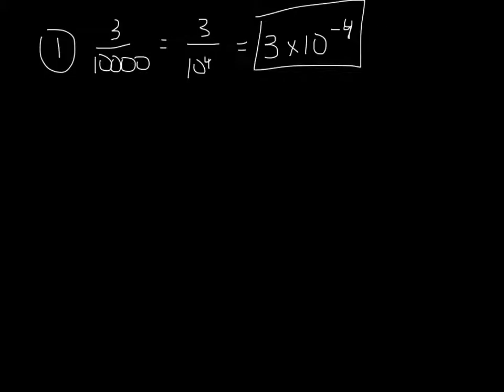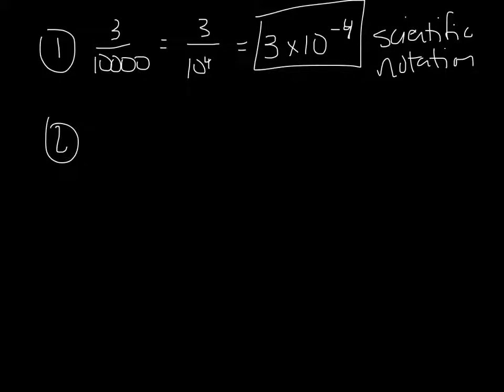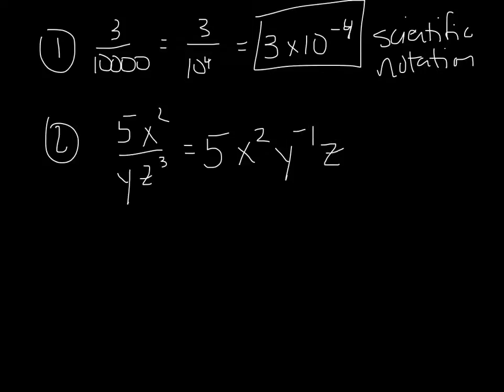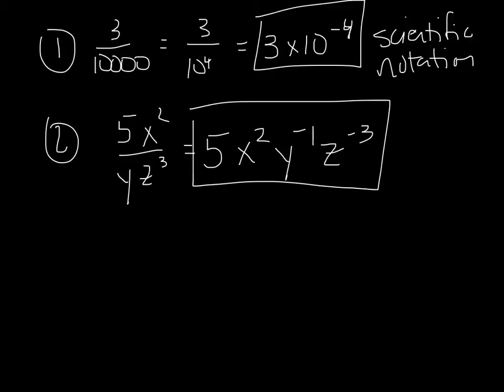Looks like scientific notation, which we'll touch on again here in a second. You should have already seen scientific notation. Okay, and looking at another example, 5x squared over yz cubed. Now remember, this was not to simplify, this is just to write with no fractions. So anything that's on the denominator gets a negative exponent, and that's our final answer.